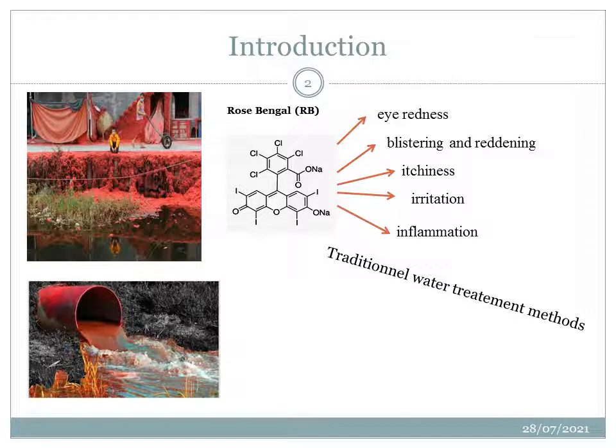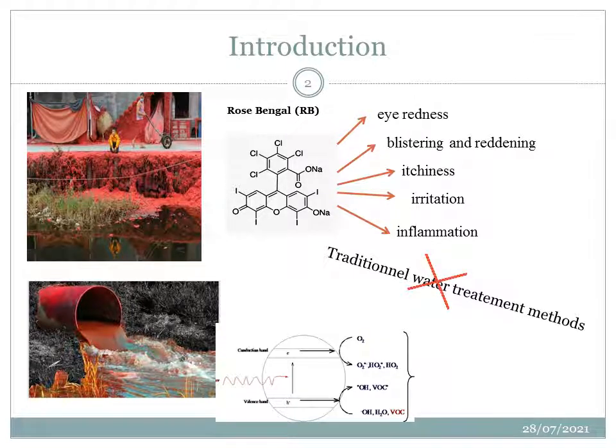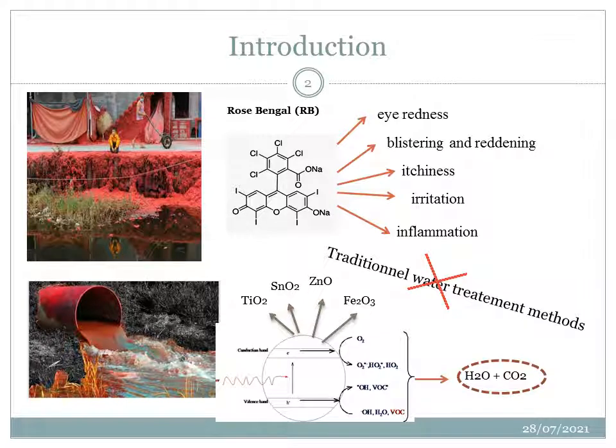For this, they tried to use oxidation processes or advanced oxidation processes, which are based on the use of metal oxides as photocatalysts. So titanium dioxide, tin dioxide, zinc oxide and iron oxide are used to remove harmful rejects from aqueous solution. These semiconductors cause the total mineralization of the pollutant.